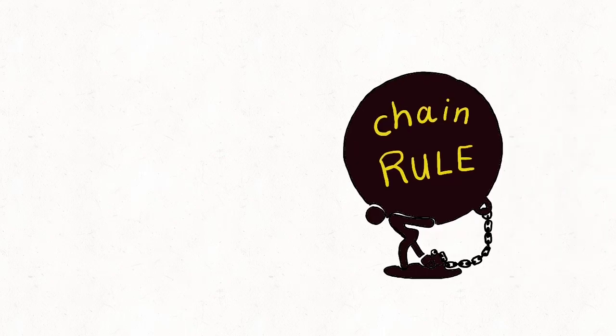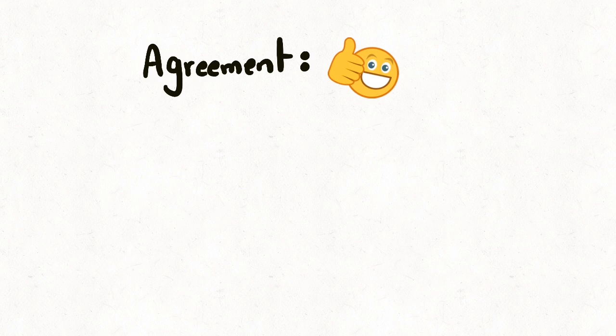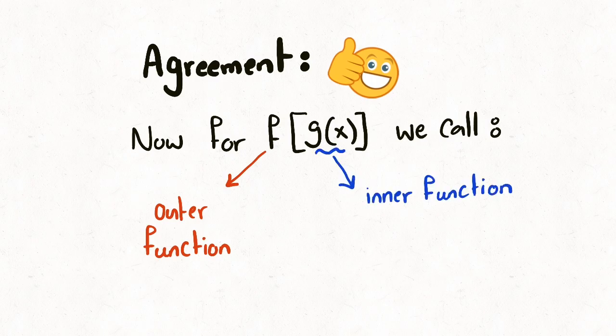The chain rule. Let's make an agreement. If you see f(g(x)), then we will call f the outer function and g the inner function.